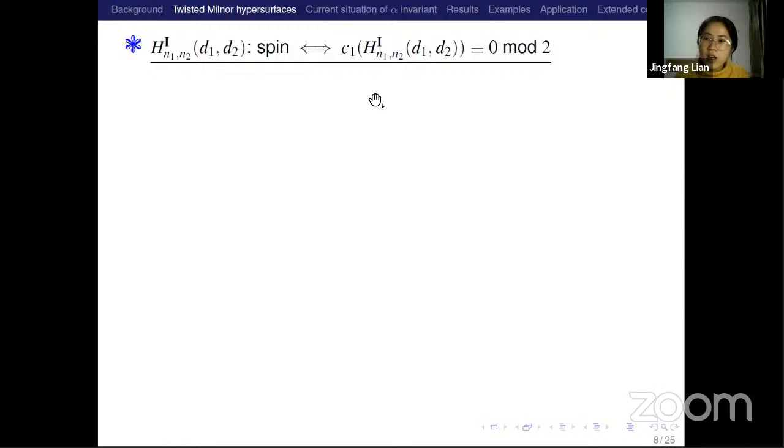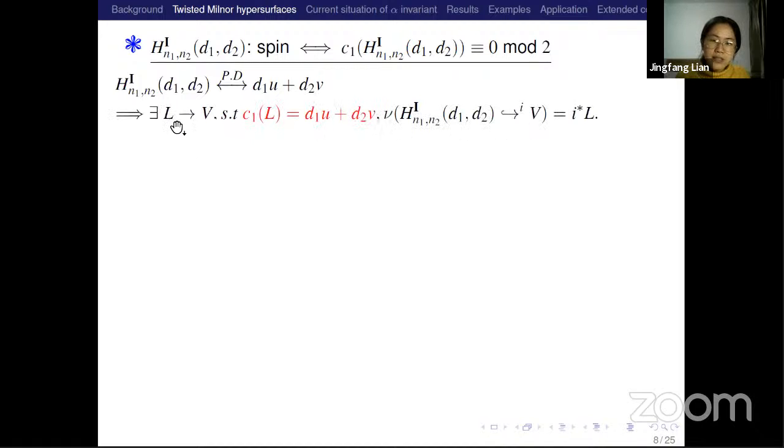Since we want to study the alpha invariant of it, we need to know the sufficient and necessary condition for the twisted Milnor hypersurface to be spin. Spin, by definition, means the first Chern class is 0 modulo 2. By definition, the twisted Milnor hypersurface is Poincare dual to d1 u plus d2 v, which means there exists a complex line bundle over V such that the first Chern class of this complex line bundle is just d1 u plus d2 v, and the normal bundle of this twisted Milnor hypersurface in V is just the pullback of this complex line bundle.